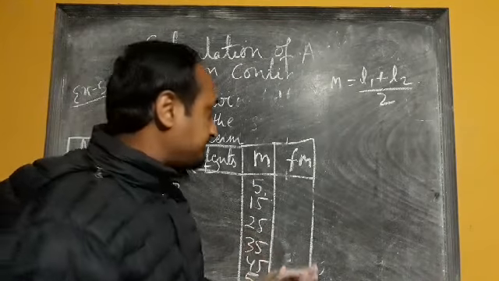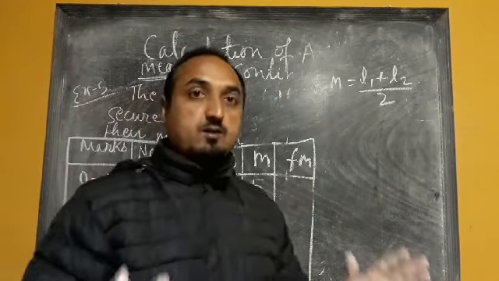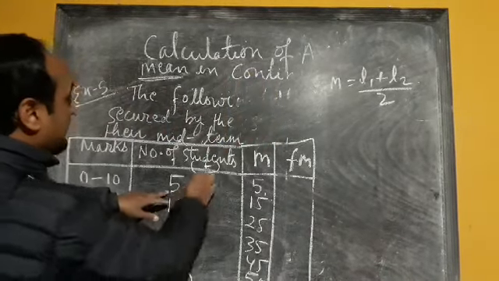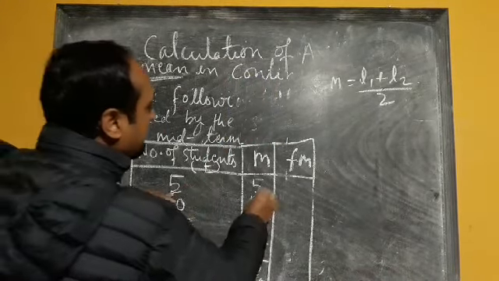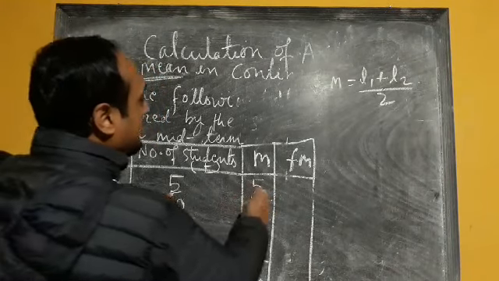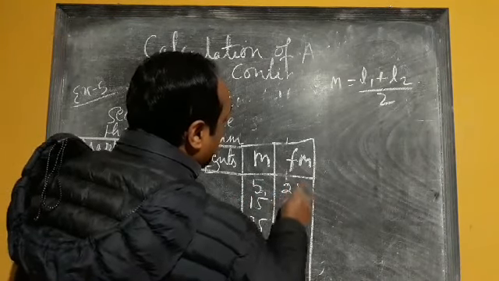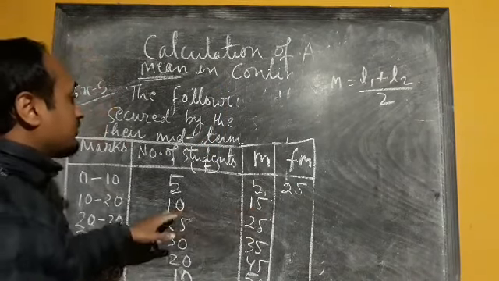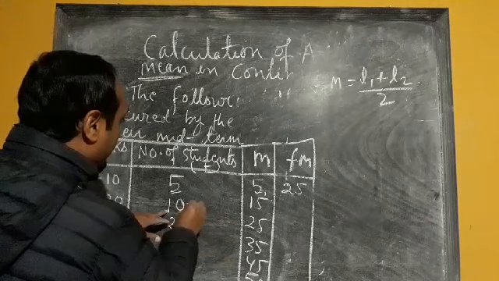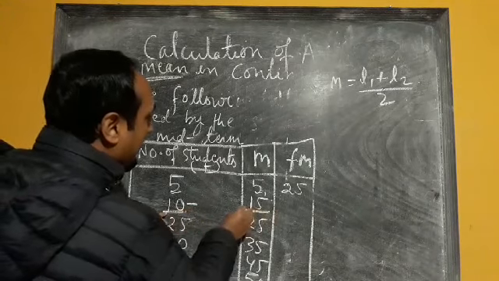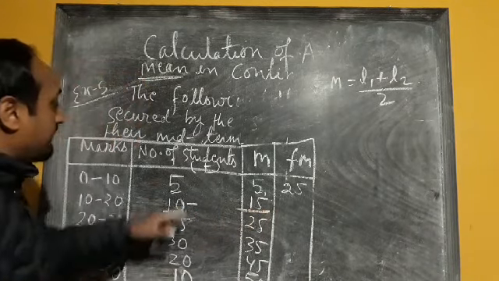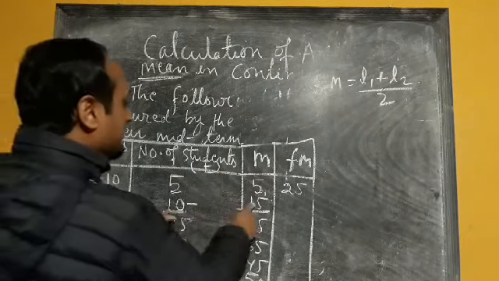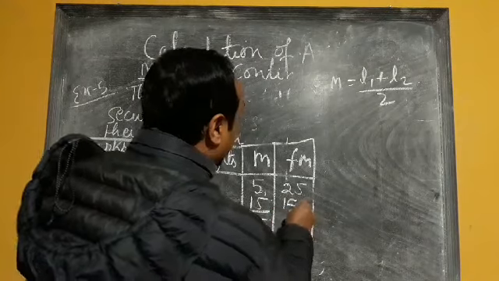Now we will find FM, frequency into mid value. For the first one, we have frequency 5 and mid value also 5. So 5 fives are 25. So here FM will be 25. Next we have 15 into 10, where the frequency is 10 and the mid value is 15. So 15 into 10 will get 150.